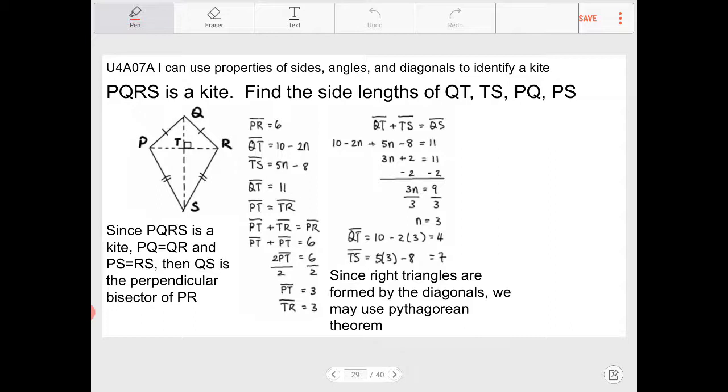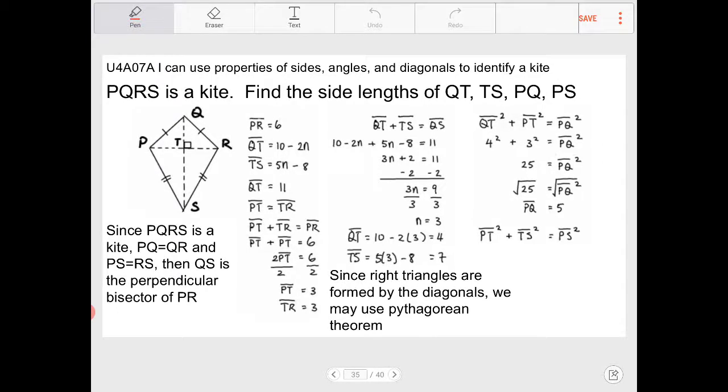Since I'm dealing with right triangles here, I can then figure out the side length of PQ. Since PQ is a hypotenuse, and I know the length of QT is 4, and I know the length of PT, well, isn't that just 3? We found that earlier. So therefore, this is a Pythagorean triple. So therefore, PQ is equal to 5.